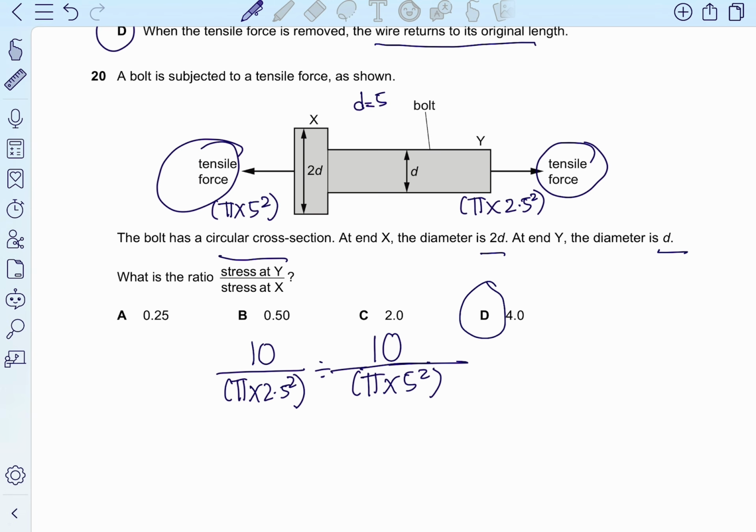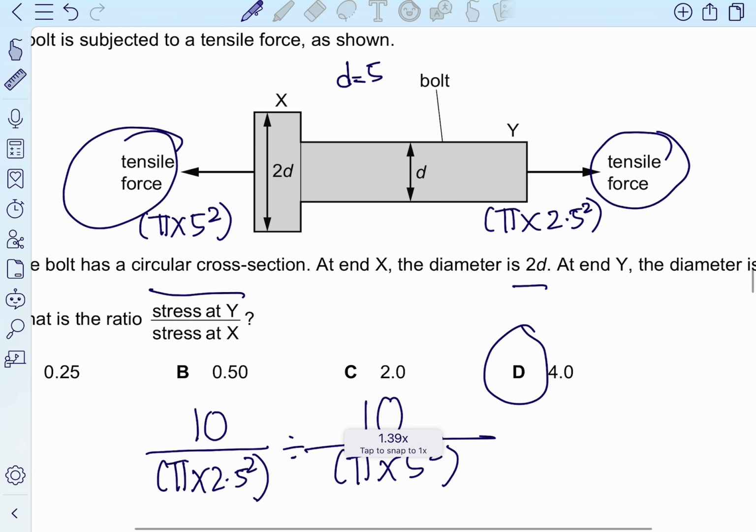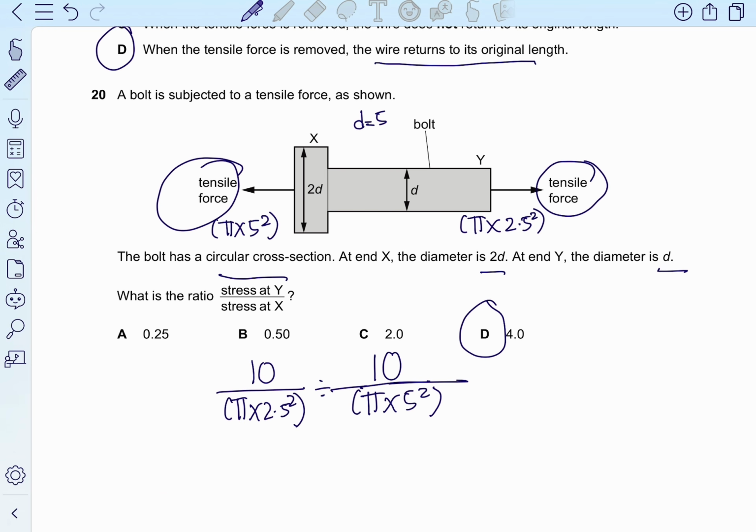That is 4. If you're unsure about this, I've assumed the d value to be 5, since the radius of the x part is essentially d. Diameter is 2d, the radius would be d. So pi into 5 squared. On the other side, the diameter is d, so the radius would be 2.5. And hence I've just calculated these and used the force of 10 equal on both sides to calculate the ratio. Now we'll move on to question number 21.